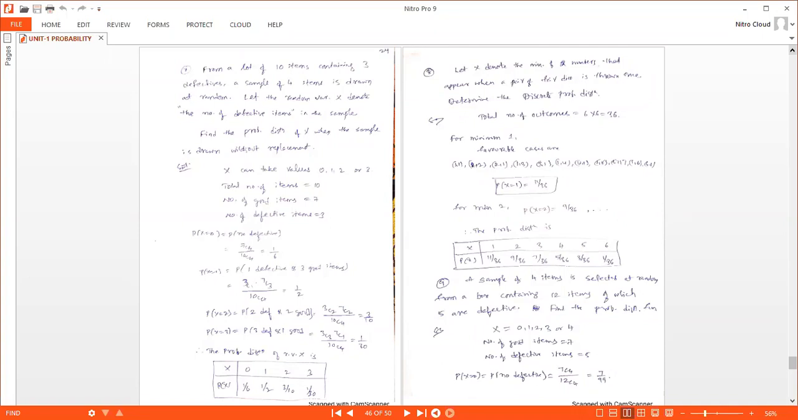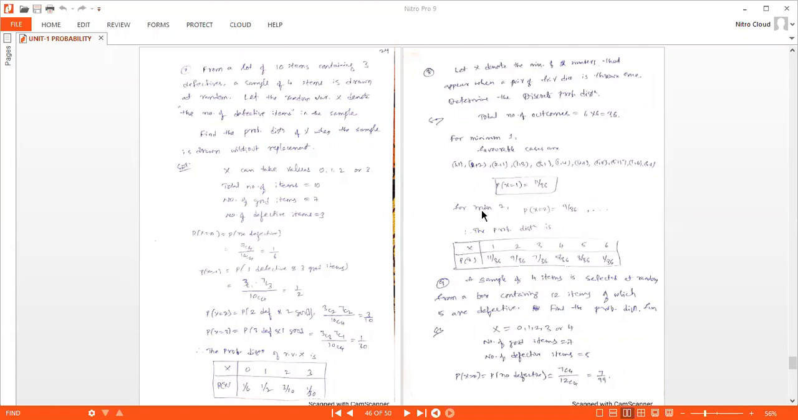Right? So we are taking the X values, that is 0, 1, 2 or 3. So number of defective items we are taking as X. So that may be 0 defective item, 1 item, 2 items or 3 items. Because we have only 3 defective items, containing 3 defectives. So X values are 0, 1, 2 and 3 only.